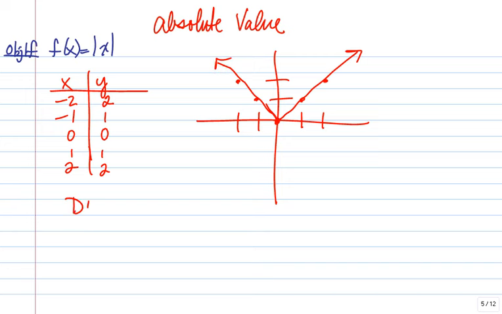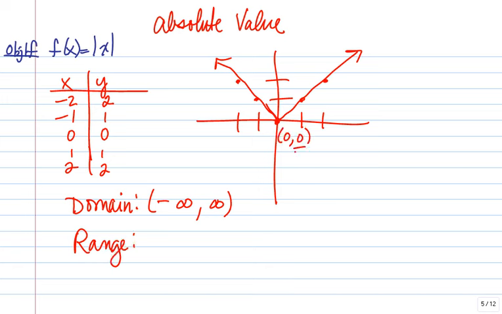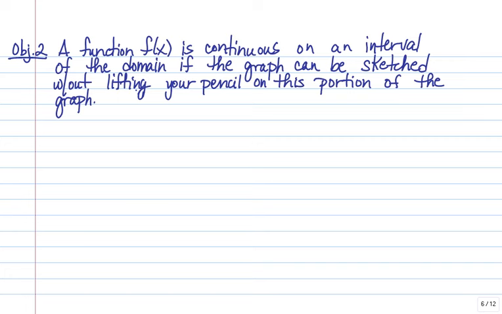And the domain is all reals because it goes indefinitely from left to right. What about the range? We read from bottom up. Yet that bottommost point is 0, 0, so the y value of that is 0, and it extends indefinitely up to infinity. So absolute value graphs are going to be V-shaped, at least when you have a linear expression inside. Okay? So let's look at the next objective.